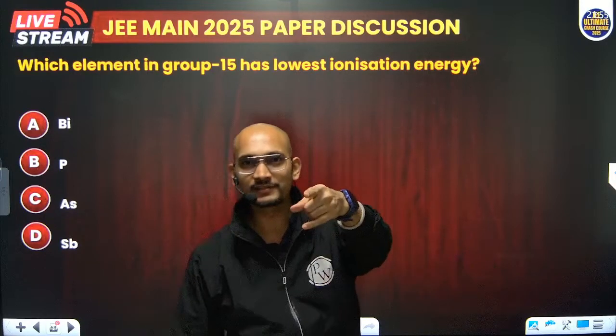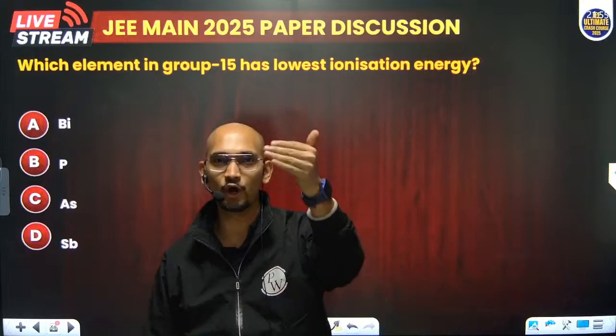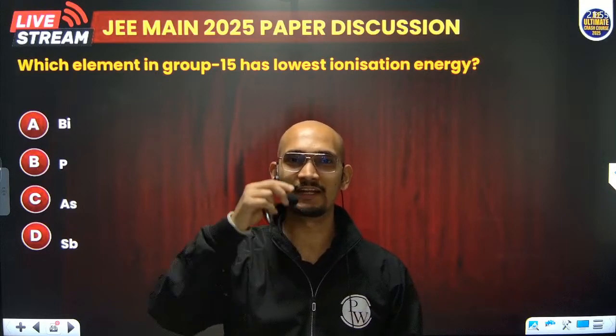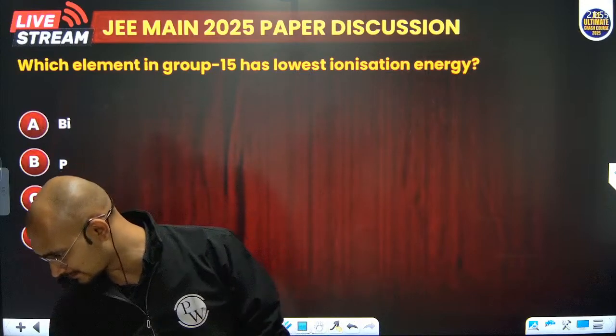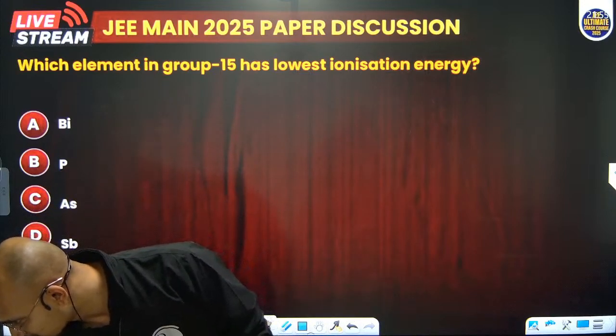My question to you is, if we go in any group from top to bottom, what will happen? Does ionization energy generally increase or decrease? You can answer me in the chat box.